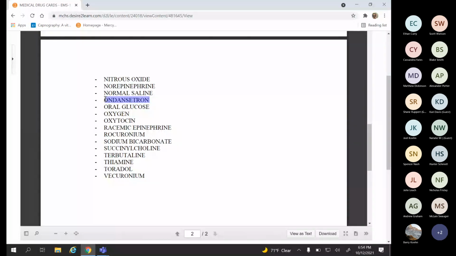Oxytocin. What's another name for oxytocin? Oxycontin. No. Pitocin. What is it used for? Mainly used for patients that want to induce contractions, so it's used for our pregnancy patients.